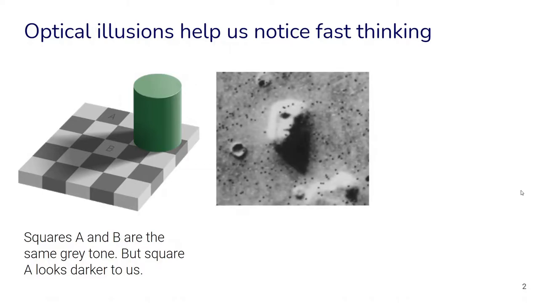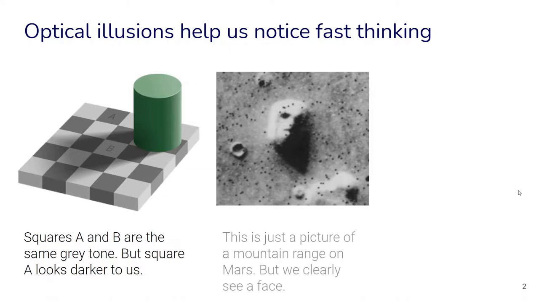Here's another one. This usually looks very much like a face to us, but it's really just a picture of a mountain range on Mars. But basically, no matter what we do, we clearly see a face. We can't really change it even if we want to.